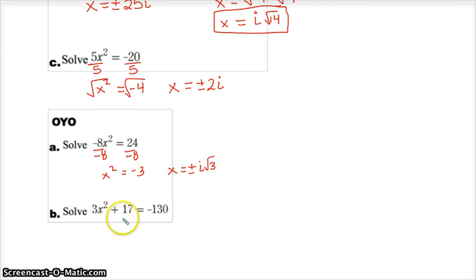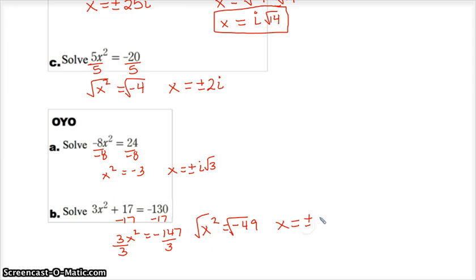For the second problem, you should have subtracted 17 first, saw that 3x squared equals -147. I divide both sides by 3. x squared equals -49. Taking the square root of both sides, I end up with x equals plus or minus 7i.